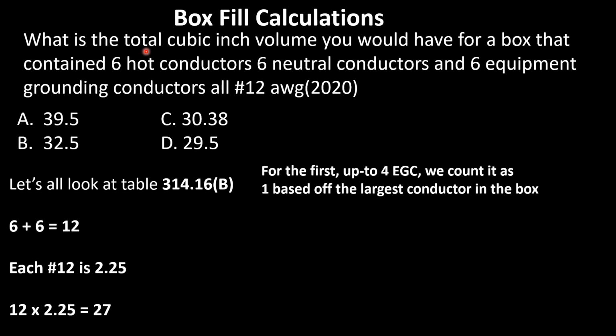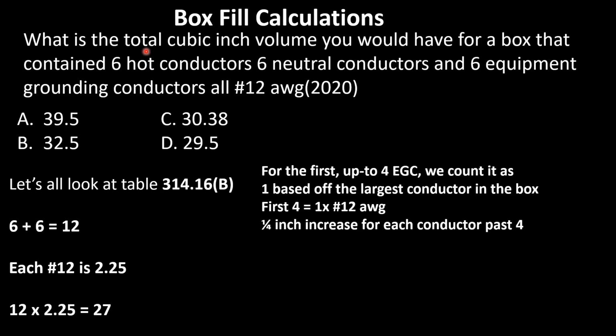Now we have to calculate it for our equipment ground. For the first and up to 4, it's going to count as 1 based off the largest conductor in the box. Our largest conductor is a 12, so it's going to count as a 1 number 12. Then we have to do the 1/4 increase for each conductor past 4.